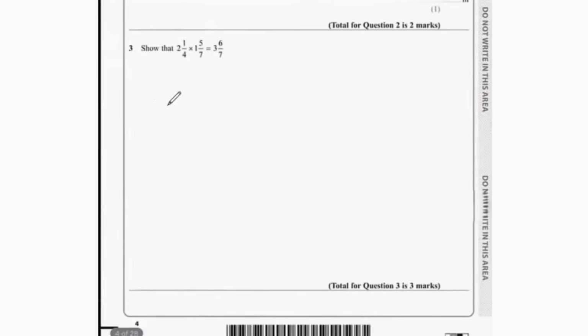4 times 2 is 8. 8 plus 1 is 9. So 9 over 4. As you can see, the denominator stays the same. What's changing is the numerator. Then 7 ones are 7 plus 5, 12.